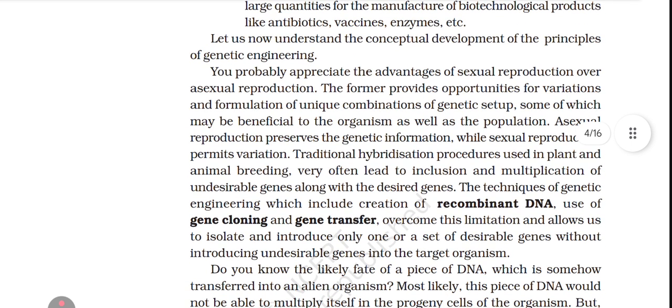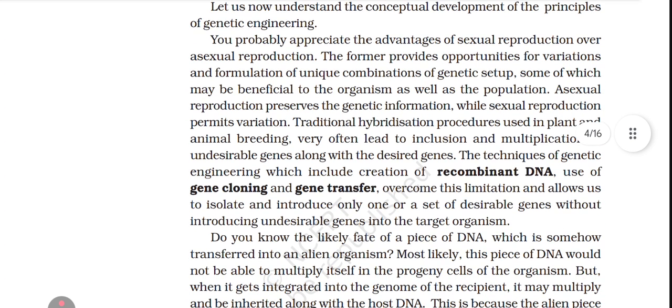Traditional hybridization procedures used in plant and animal breeding very often lead to inclusion and multiplication of undesirable genes along with the desired genes. The techniques of genetic engineering, which include creation of recombinant DNA and use of gene cloning and gene transfer, overcome these limitations and allow us to isolate and introduce only one or a set of desirable genes without introducing undesirable genes into the target organism.